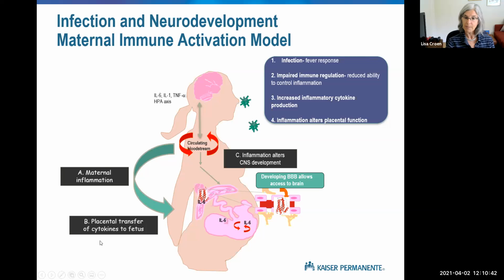The developing blood-brain barrier actually does allow access of some of these molecules to the brain, unlike what we used to think, that the blood-brain barrier was very impervious to anything. We do know that some of these molecules, not all, but some, do transfer and can get to the fetal brain and to the CNS. And then the inflammation can alter the CNS development.